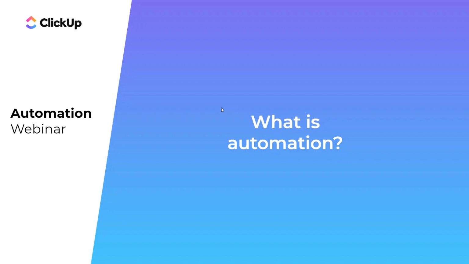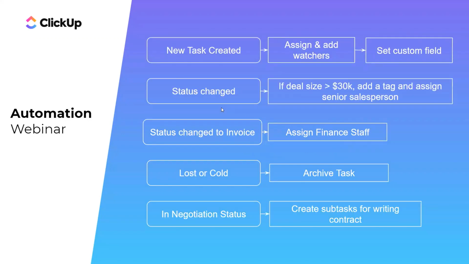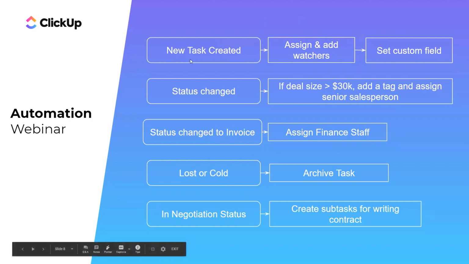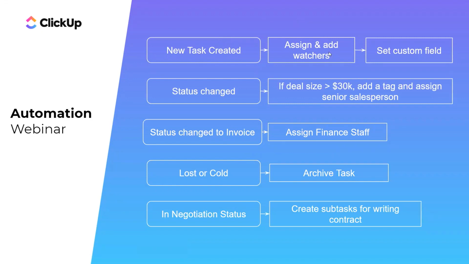Okay, so for today, I'm going to use an example use case of sales. I'll use sales just because it's quite a long workflow. It's fairly clear, so we have lots of places we can automate it. So these are the examples I'm going to show you initially. When a new task is created, we'll assign it to people and also add watchers, and then we'll set a custom field. So two actions. Then when the status is changed, we'll do an if. We'll check if the deal size is greater than 30,000, and if so, add a tag and assign it to a senior salesperson. So two actions there as well.